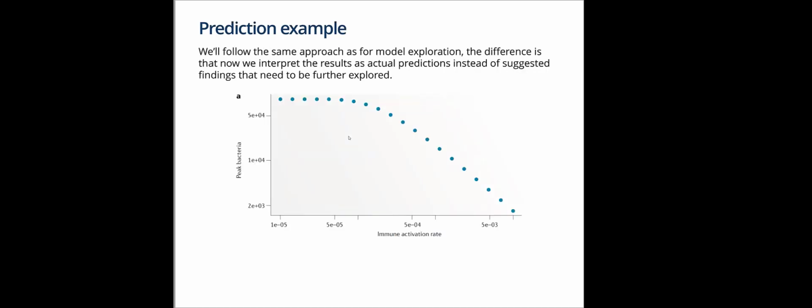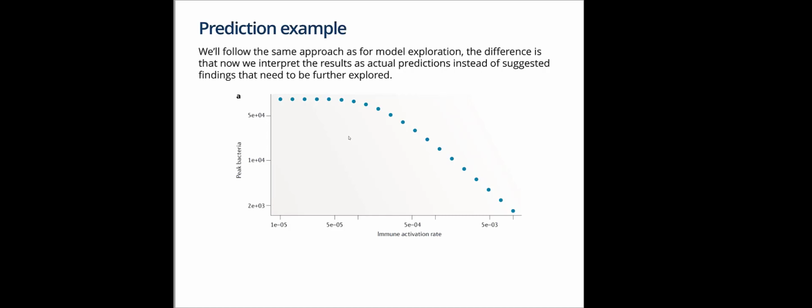We have immune activation on the x-axis and peak bacteria on the y-axis. And so it behaves as we expected. Higher immune activation rate leads to a reduction. However, it's not a linear pattern here. It starts off sort of not much impact, and then it kicks in. Basically, if the immune activation is really low, then it doesn't matter. The immune response doesn't play much of a role. But once it reaches a certain level, it will control the peak.